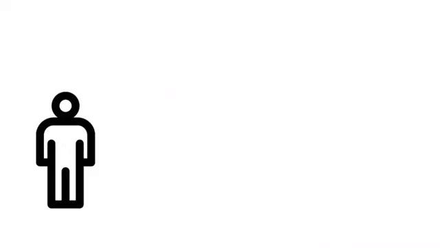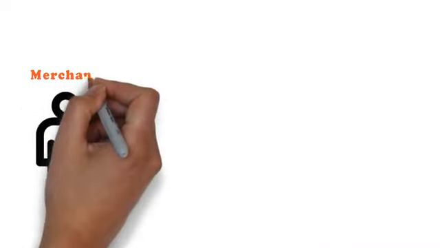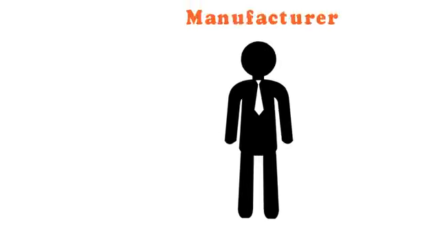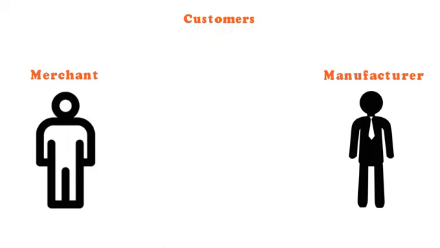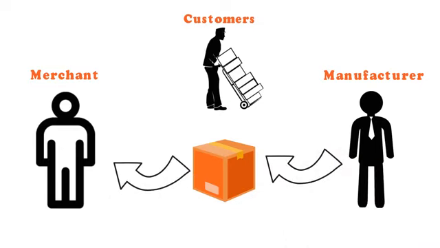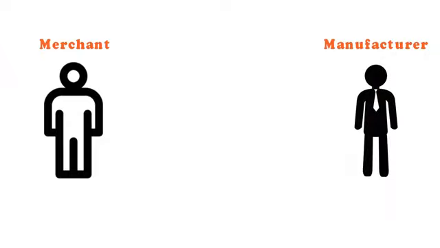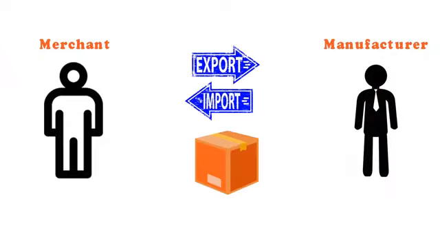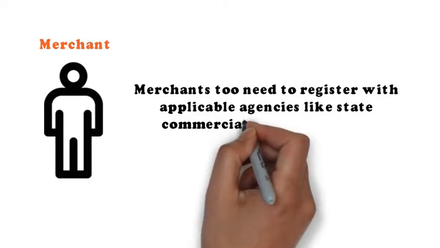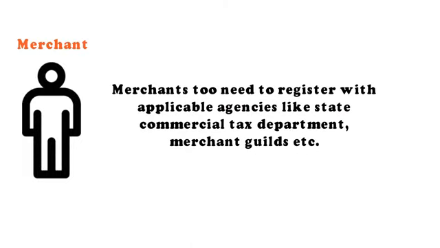Merchant. Merchants do not have their own manufacturing setup. Merchants buy goods from a manufacturer or another merchant and then sell the goods to customers or other merchants or manufacturers in India or abroad. Both merchants and manufacturers are allowed to carry on export-import businesses in India. Merchants too need to register with applicable agencies like the State Commercial Tax Department, merchant guilds, etc.